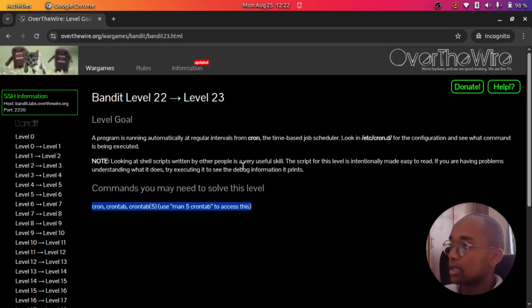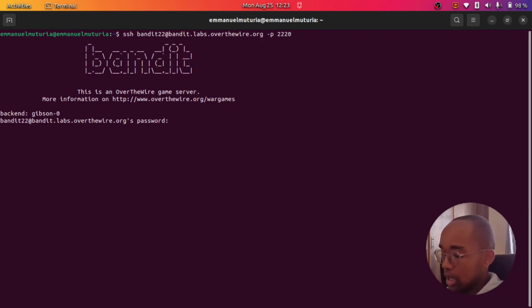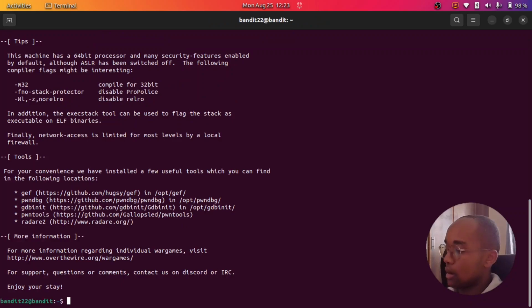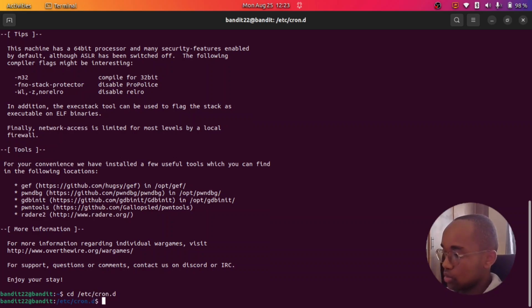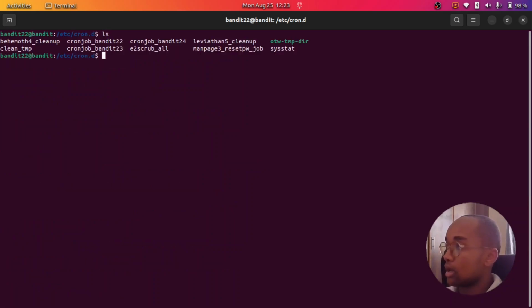So this is similar to the previous level, only that now the contents of the file that we are going to be looking at are going to be slightly different. So we log in as usual to Bandit 22. And then from here we navigate to this directory. Let me clear this. And this time we are interested in 23.